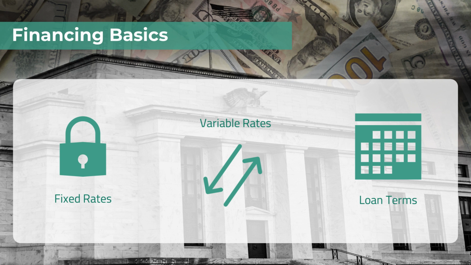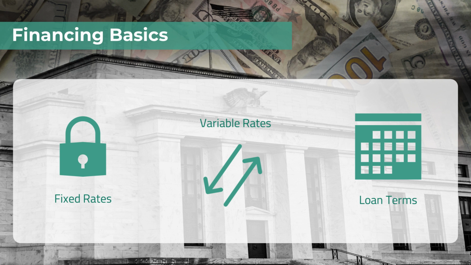So typically, when we look at the financing basics, what do we look for when we finance a deal? Do we look at fixed rates, variable rates, the loan terms? Those are the dynamics of financing when we look at a deal. How much cash are we putting down? What type of loan are we taking? Is it fixed rate? Is it variable? When does it matter? When is it favorable to do one of the two? And what are the general loan terms?